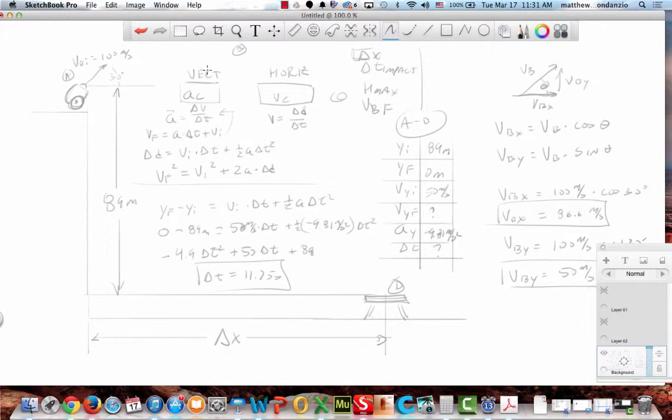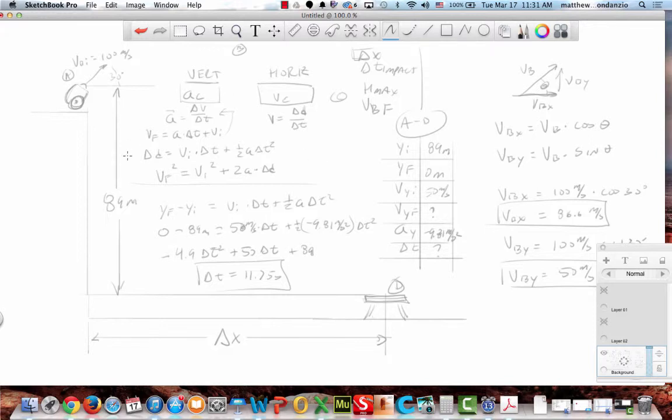Now, if I knew the distance, I could have figured out the time, couldn't I? If I knew my distance horizontally from A to B, where B is the apex, couldn't I figure out my time? Because I have my horizontal velocity, but I don't know that, right? But right now I have everything but final position height-wise and my delta time.